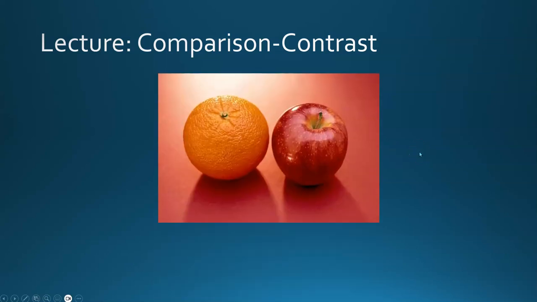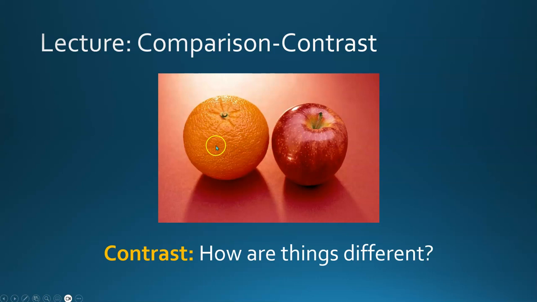But when we look at it again, how are they different? Well, there's a lot of things that they're different about. Generally, you'll eat the peel of an apple, maybe not necessarily the peel of an orange. And we'll give some examples about that later on in this video.